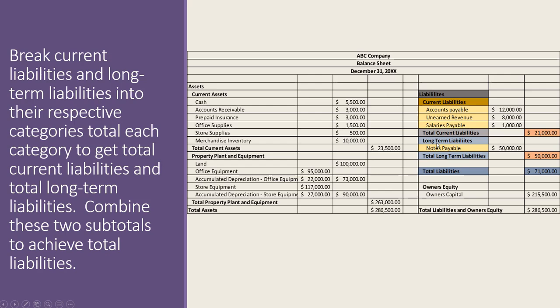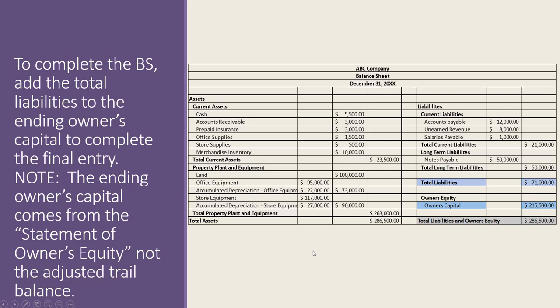Then we move on to the long-term liabilities. We only have one, notes payable. If we had more than one long-term liability, they would all be listed here, and their account balances would be in the left-hand column, and the total for long-term liabilities gets listed in the right-hand column. In our case, since we only have one long-term liability, it's the same as the individual account amount of $50,000. And when we take our total current liabilities and add it to our total long-term liabilities, we get a total liabilities of $71,000.